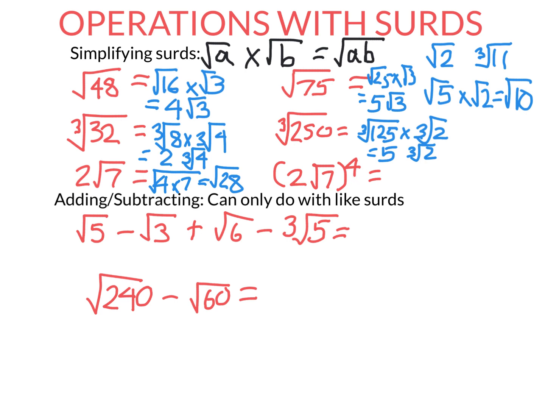Now, what if I wanted to do 2 root 7 to the power of 4? Well, raising to the power of 4, you're just multiplying something by itself 4 times. We also know from our index laws, if we have a product here to a power, we just raise the first thing to that power. So 2 to the power of 4 is 16.